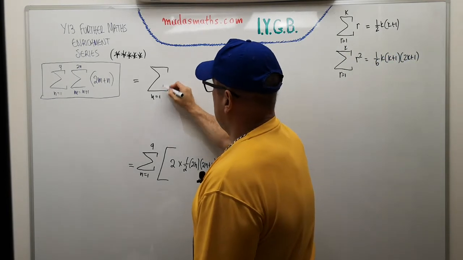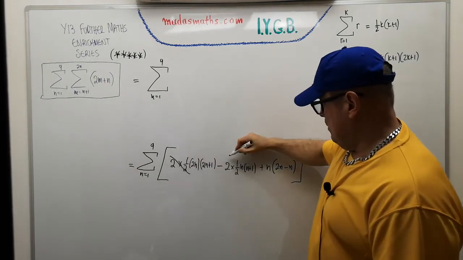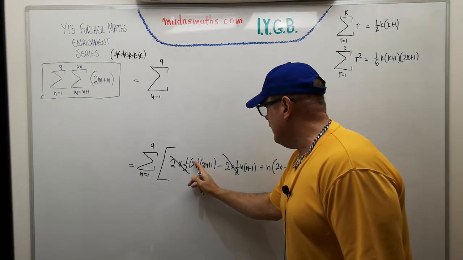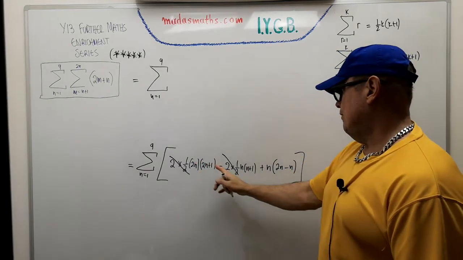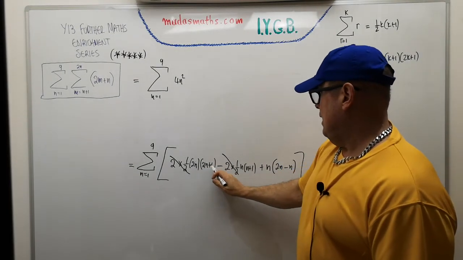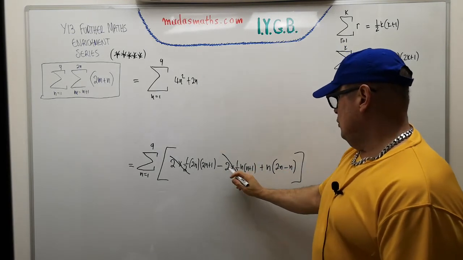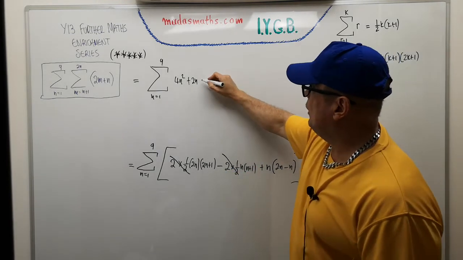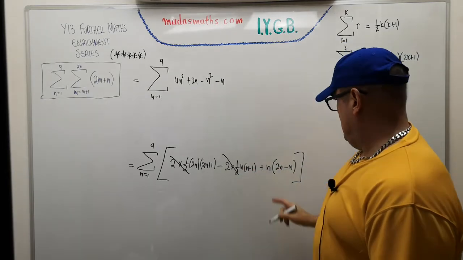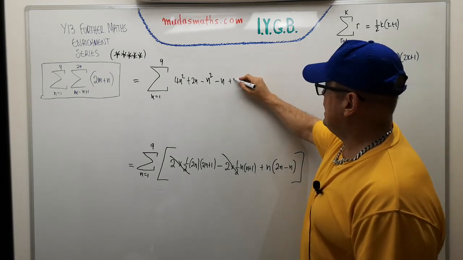So n is equal to 1 to 9. 2 times a half, goodbye. 2 times a half, goodbye. And let's hope I don't make mistakes. This n looks like an h, very bad. So this is going to give me 4n squared plus 2n, and this has gone by going minus, so it is minus n squared minus n, and this one is, of course, n in there times n is plus n squared.